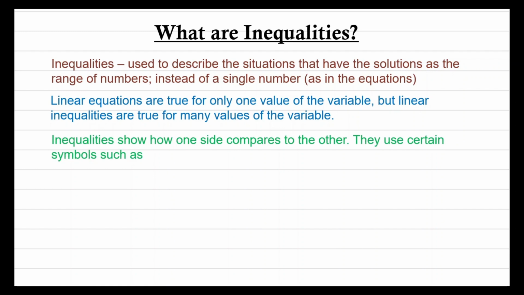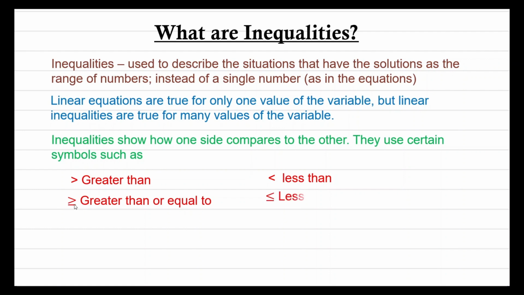So now since it is an inequality, of course both sides are not equal. So basically inequality shows how one side compares to the other side, and for the comparison we use certain symbols. This is the symbol for greater than, this is the symbol for less than, this one is greater than or equal to. If you see very carefully, we have this greater than and then we have this horizontal line. It means equal to. So this is greater than or equal to, and this one is less than or equal to. Let's take some examples to understand.